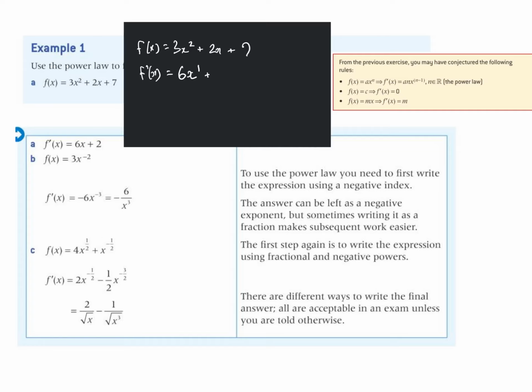Plus, same thing here. Have a look at the power. The power there is 1. We're going to bring down the 1 and multiply it, so that becomes 2x. Using the power law, that 1 minus 1 is 0, so effectively we'll put a 0 there. Now 7 is a constant, so in fact that becomes 0, because it has no value of x there. And then we resolve that, and we've got 6x plus 2. And that is the solution.